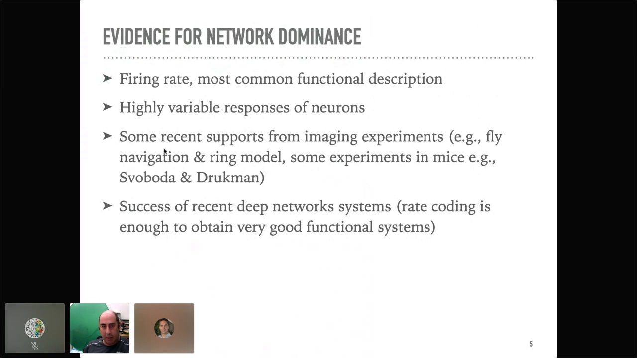And there are also some experimental works recently from the fly navigation system, like the ring model, or some experiments of Karl Svoboda and Charles Buchmann that show attractor neural networks in the mouse brain. And lastly, I want to mention also things that were mentioned in previous talks, that deep networks that basically use rate coding, if you really want to make some analogy to the brain, are very powerful and can actually show very good functional systems.